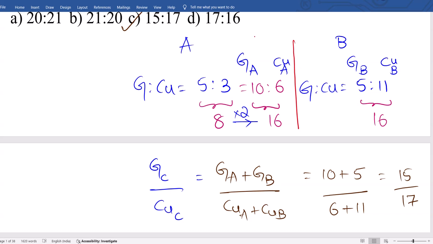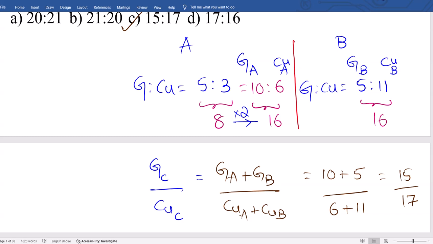5 plus 5 by 2, taking LCM, 15 by 2. Here 3 plus 11 by 2 means 6 plus 11, 17 by 2. 2 cancel, you will get same answer. Whether first one you multiply by 2 or second one divided by 2, I want both equal. Both 8 and 8 or both 16, 16 I want. You maintain, answer will not be disturbed.